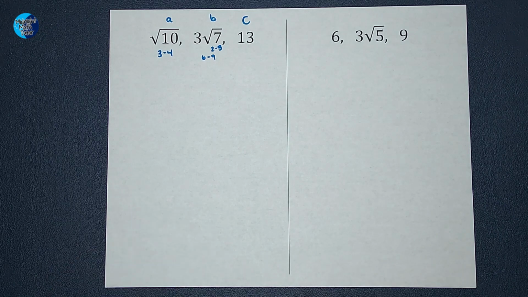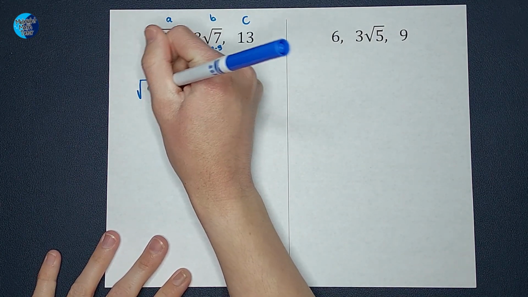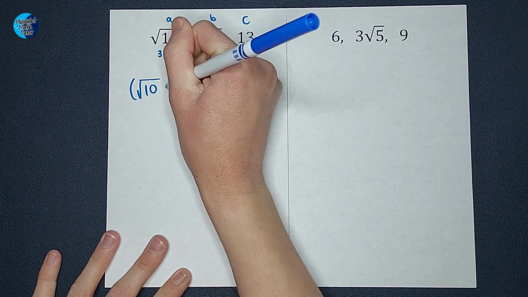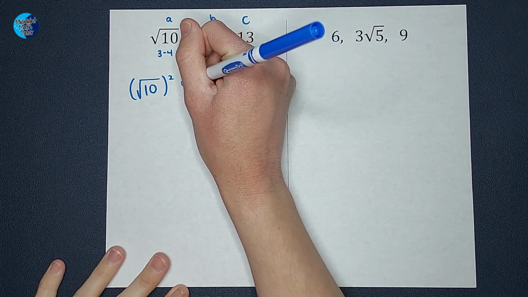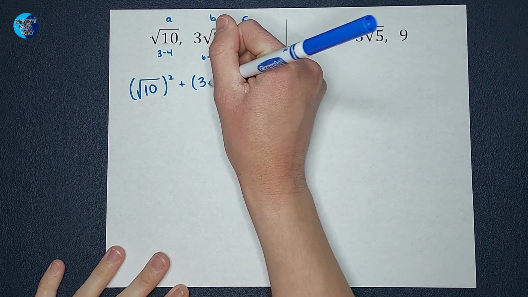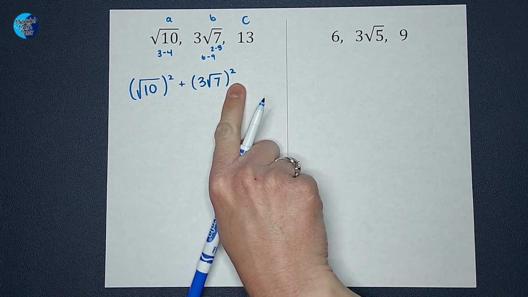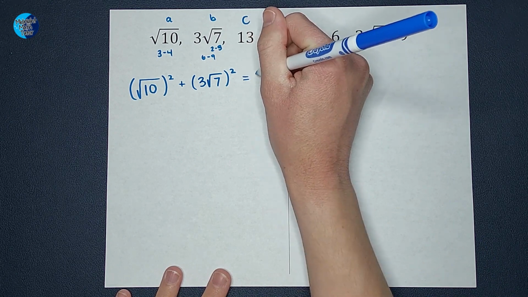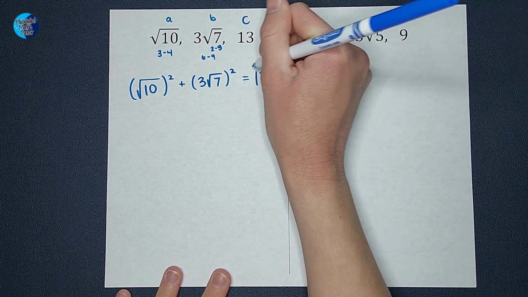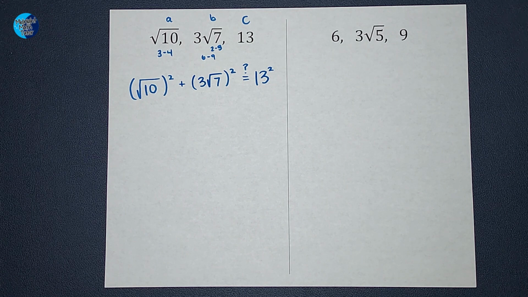Now I'm going to plug this into the Pythagorean theorem. A squared plus B squared equals C squared. So we are going to take the square root of 10 and square it. There's my A squared, plus B squared, so plus 3 square roots of 7 squared. The reason I'm doing the parentheses is so you know that the squared goes to the whole thing, okay? And we are going to see if this is equal to 13 squared. I usually like to put a little question mark here to remind myself I don't know yet if these are equal. That's what I'm checking for.